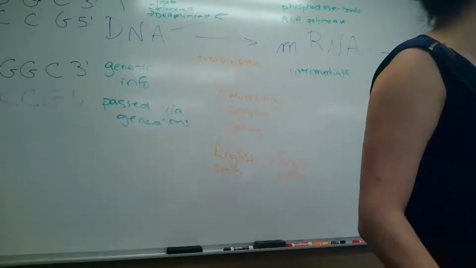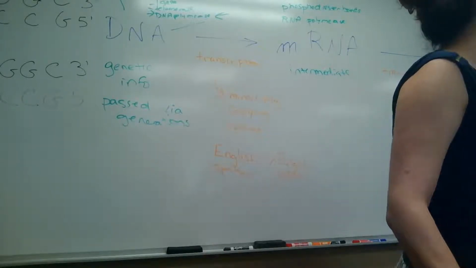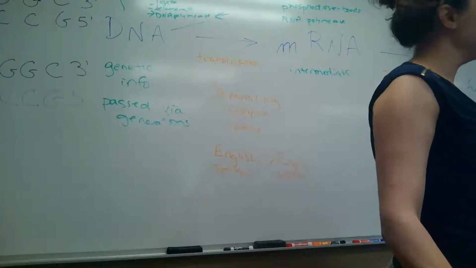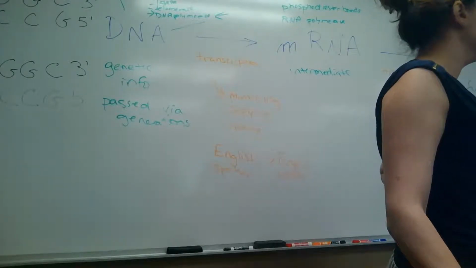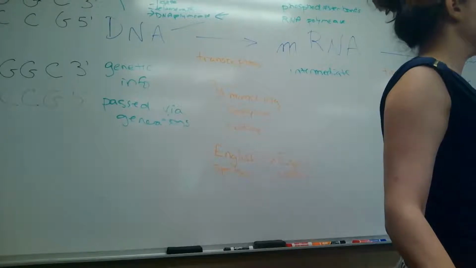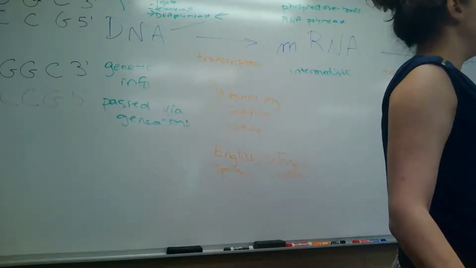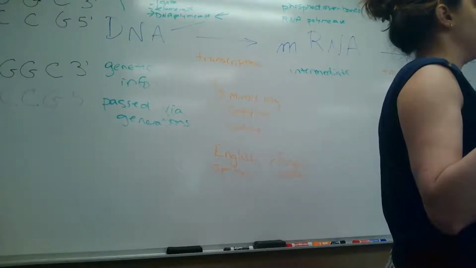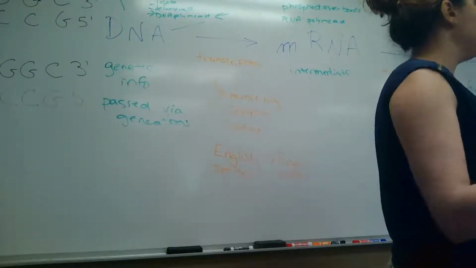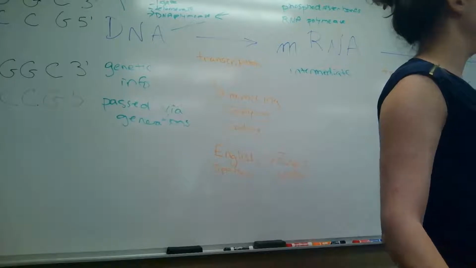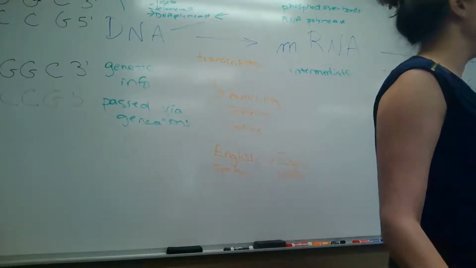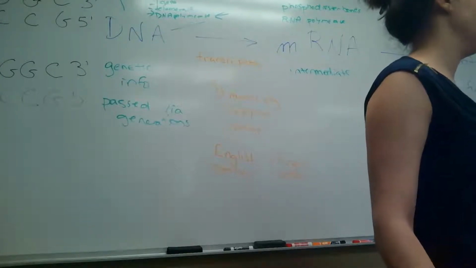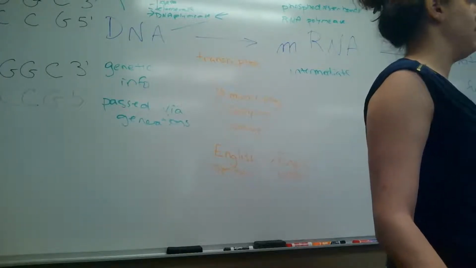Transcription of a gene or group of adjacent genes called an operon is controlled by a set of proteins interacting with specific sequences in the DNA molecule.